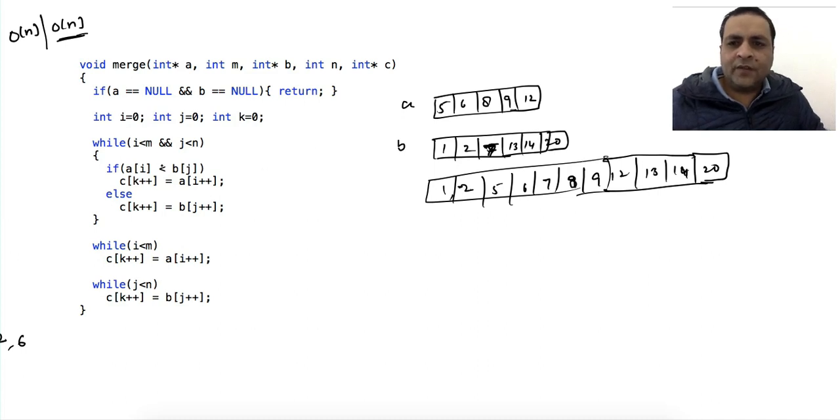In this case, what we are doing is going through each and every element. We have a pointer to the first element of the first array, a pointer to the first element of the second array, and a pointer to the first empty position in the third array. We compare the two elements, and whichever is smaller goes to the third array.